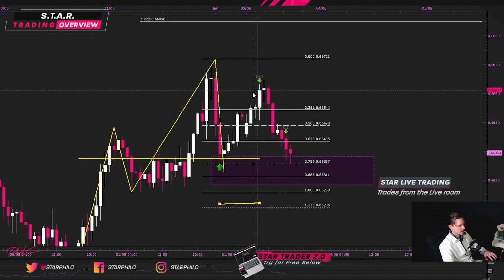Took off half after hitting our first target, roll stops to break even like this, and look for the follow-on target at the 127. However, price action decided to come all the way back down, hitting our entry right here, and we got knocked out for our break even there.